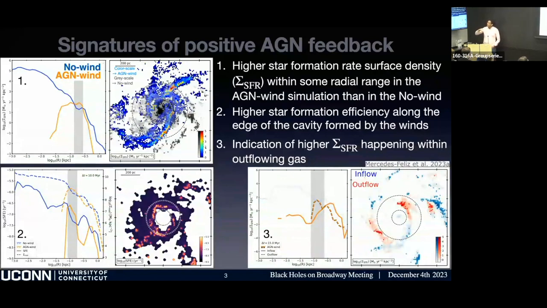We look at essentially three different signatures. First, we see higher star formation rate surface densities within certain radial ranges when we compare the no wind, which is the blue line, and the AGN wind, the orange line. We also see higher star formation efficiency along the edges of the cavity, which we see really well in the radial profile on the bottom left. And ultimately, within the AGN wind simulation, we also find higher amounts of star formation in outflowing material than inflowing.